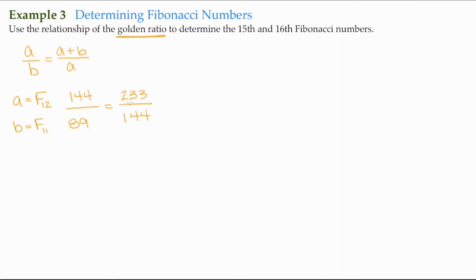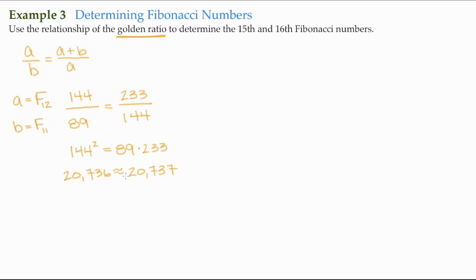So to determine if these two ratios are equal to each other or proportional to each other, we simply cross multiply. So we'll take 144 times 144. That's 144 squared. Is that equal to 89 times 233? 144 squared, that's 20,736. And is that equal to 89 times 233? That's 20,737. Whoa, very close. Not quite, but very close.